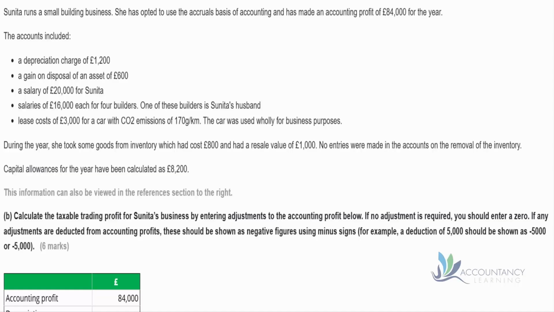During the year, she took some goods from inventory which had cost £800 and had a resale value of £1,000. No entry was made in the accounts on the removal of the inventory. And capital allowances for the year have been calculated as £8,200. The requirement asks us to calculate the taxable trading profit for Sunita's business by entering adjustments to the accounting profit below. If no adjustment is required, you should enter a 0. So do pay attention to this because this question is marked by the computer, and if you don't follow the instructions, then the computer won't recognize your answer and therefore you won't get the mark.